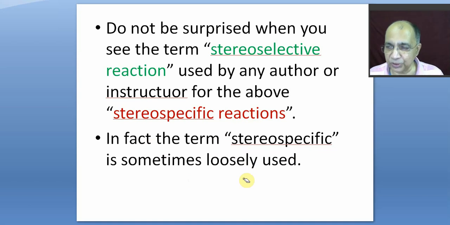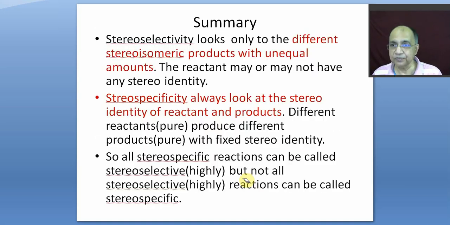If at all someone uses these terms for these reactions in this video, say stereoselective, undoubtedly not acceptable. Summary: stereoselectivity looks only to the different stereoisomeric products with unequal amounts, that is selectivity. The reactant may or may not have any stereo identity. Stereospecificity always looks at the stereo identity of both reactant and products. Different reactants produce different products with fixed stereo identity.